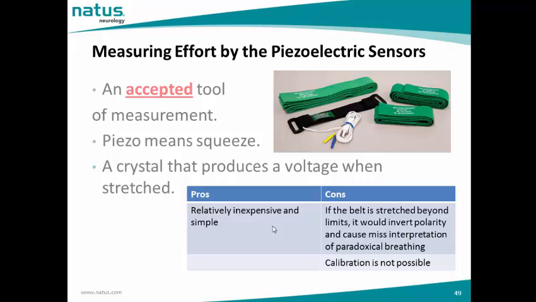This table summarizes the pros and cons for this technology. Piezoelectric sensors are inexpensive and simple. The cons are that if the belt is stretched beyond the limits, the polarity would be inverted, and this can lead to misinterpretation of paradoxical breathing. Also, calibration is not possible.